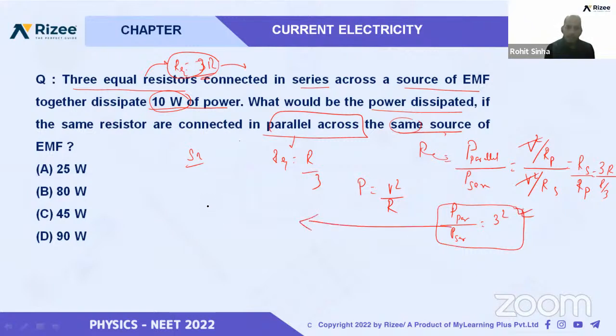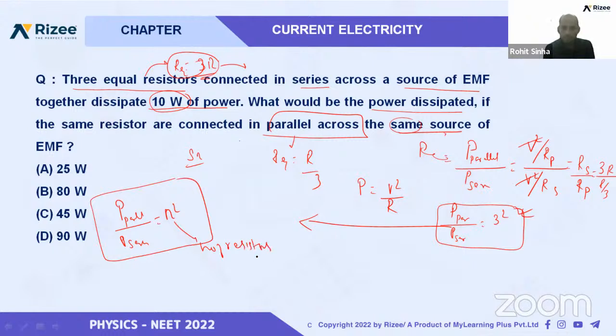But I came to know one general formula for this type of question: the ratio of power of parallel connection to power of series connection is equal to n square, where n is the number of resistors, for this type of question. Here you put 10 watt for series. You can find the power of parallel. It will be 10 into 9, which is equal to 90 watt. I think the answer will be D.